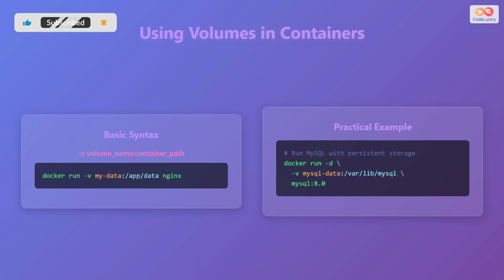As a practical example, consider running the MySQL database with persistent storage using a Docker volume. You can use the following command: docker run -d -v mysql-data:/var/lib/mysql mysql:8.0. This command runs a MySQL 8.0 container in detached mode and mounts the volume named mysql-data to the /var/lib/mysql directory inside the container, ensuring that the database data is persisted even if the container is stopped or removed.